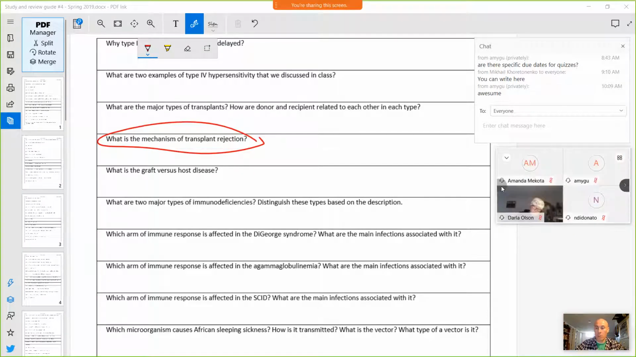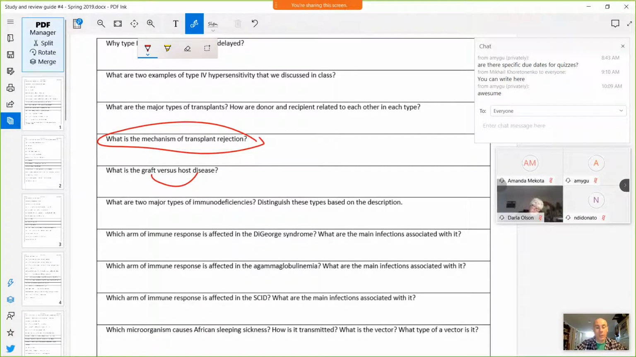In graft versus host disease, the transplanted bone marrow from the donor produces white blood cells that attack the tissues of the host. So that's graft versus host disease.